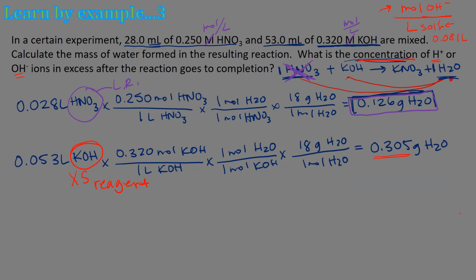Now all I have to do is find the moles of hydroxide, and then I can divide by the liters of the total solution, and that would give me my new molarity. So to find the moles of hydroxide is a little bit tricky because some of it has already reacted to form this water. So not all of the hydroxide that we started with is still left in solution. So to do this, I'm going to take my 0.126 grams of water and find out how many moles of hydroxide would be required to make that. So I'm looking for moles of hydroxide required. So I've got 18 grams of water for every single mole of water. And then for one mole of water, I need one mole of KOH. So that gives me 0.007 moles of KOH required.